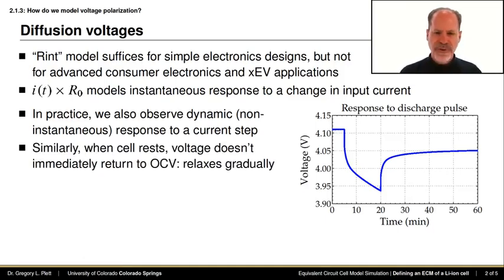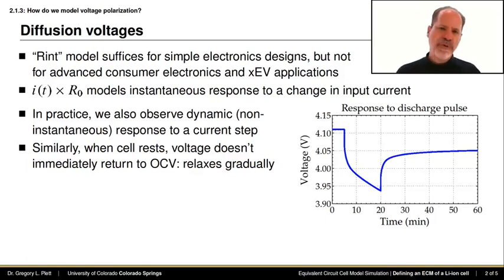So when we allow the cell to rest after time 20, notice that the voltage does not return immediately to a constant open circuit voltage, but the voltage instead gradually changes in a process we call relaxation. The voltage relaxes toward a constant open circuit voltage. This relaxation of the terminal voltage toward open circuit voltage appears to take at least 40 minutes to occur. And this phenomenon is not described by the equivalent circuit model that we've developed so far.